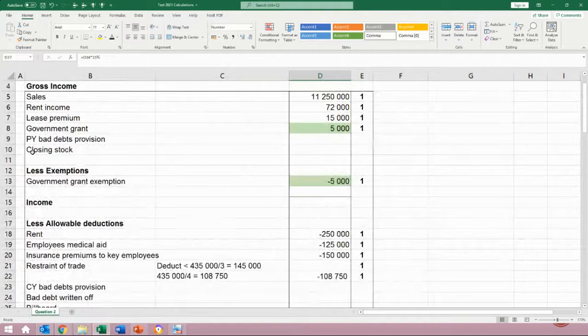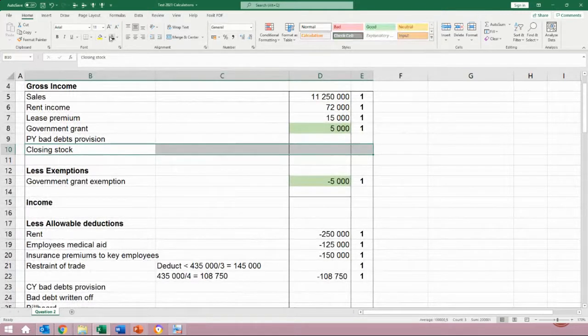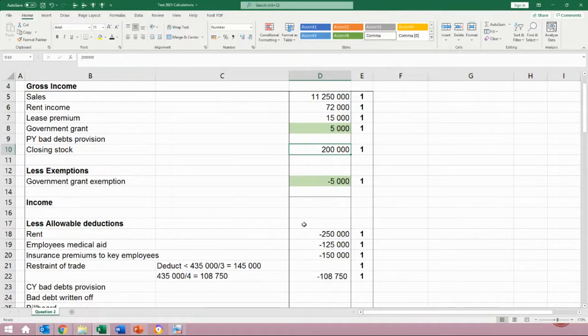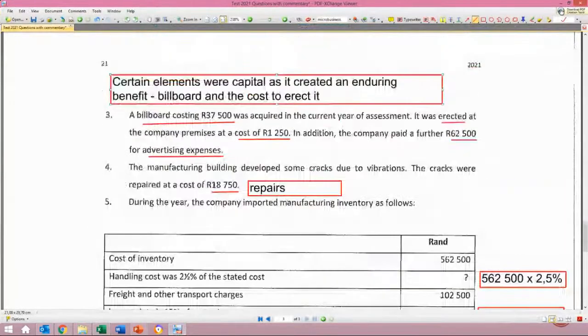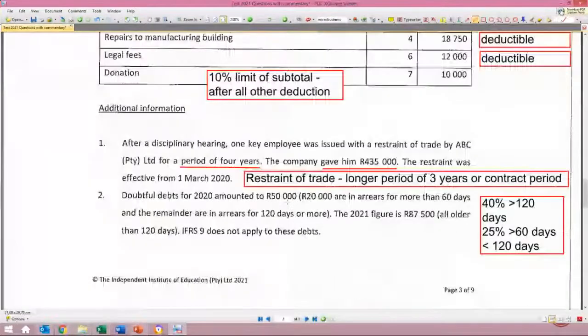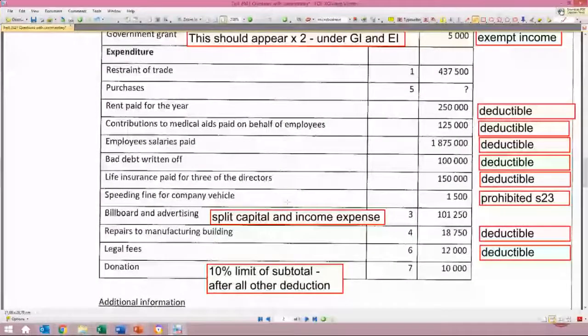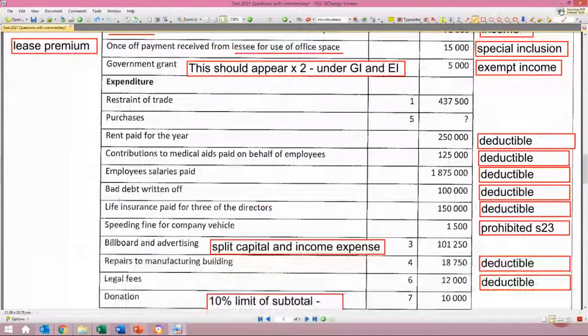Now, the closing stock, they've added under your gross income because it's added back. But if you showed it under the allowable deductions as a positive, I still gave you the marks. Okay, so that is your purchases and the stock components with that. Okay, so let's move on then.